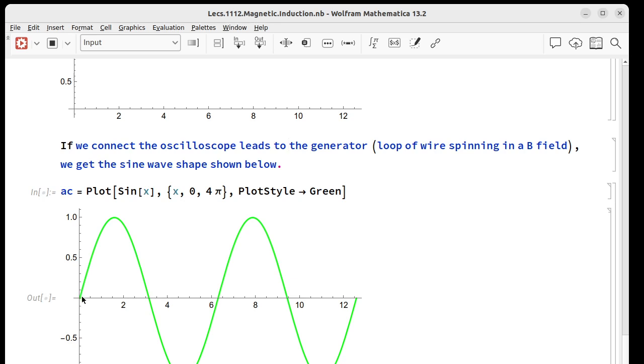If instead of a regular wall outlet, we use the outlet that powers your dryer or your stove, we'd see instead of 170 up here, we go all the way up to 340.